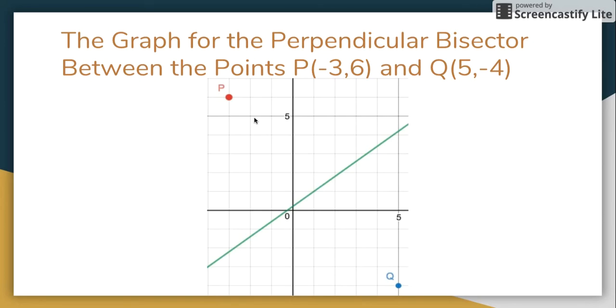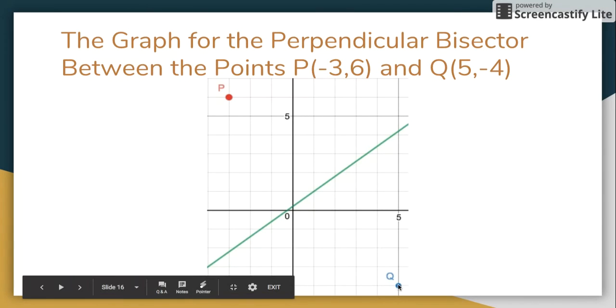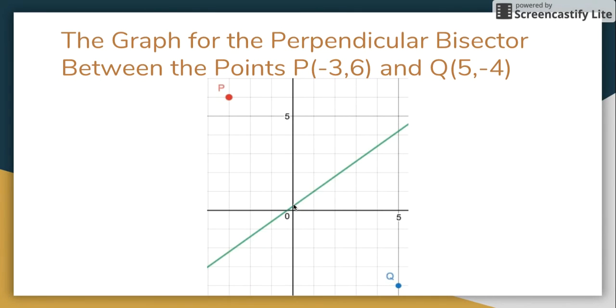Now, if you'd like to look at what it looks like, we have the graph. We have our first original point here, P, which is what we'll start off with. The next point, Q. And this is the line we have, y minus y1 equals 4 over 5 times x minus 1.